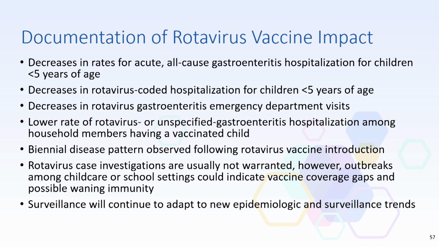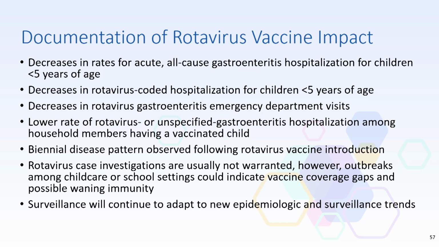Additionally, administrative data from 39 states covering 2007 to 2015 show a 60 to 98% decline in rotavirus-coded hospitalizations for children younger than 5 years of age in the post-vaccine compared with the pre-vaccine era.